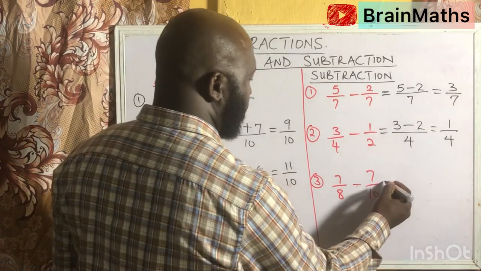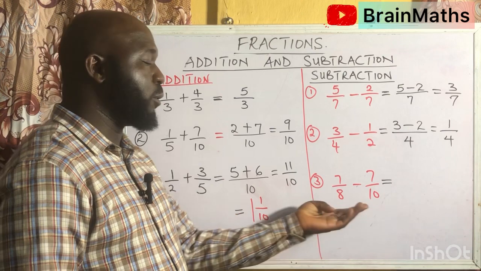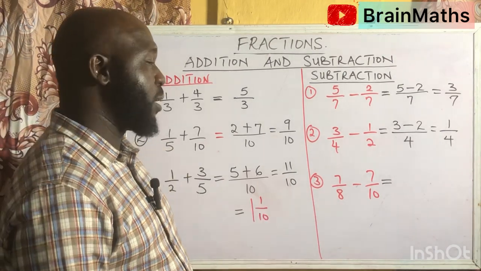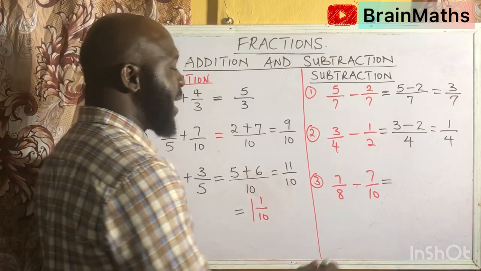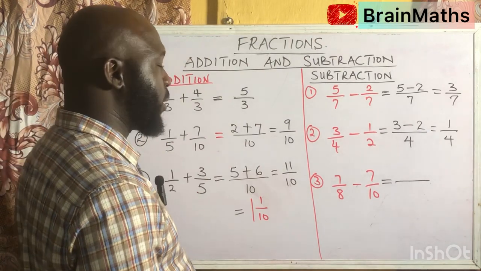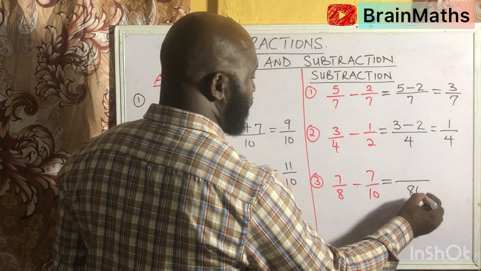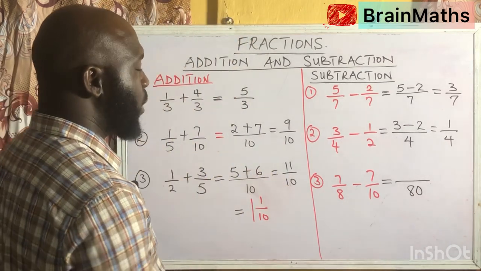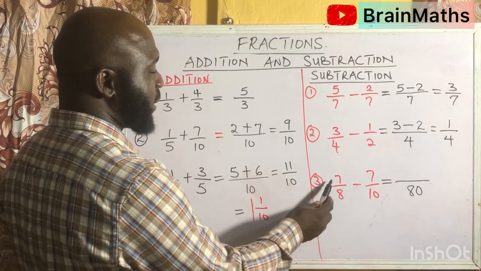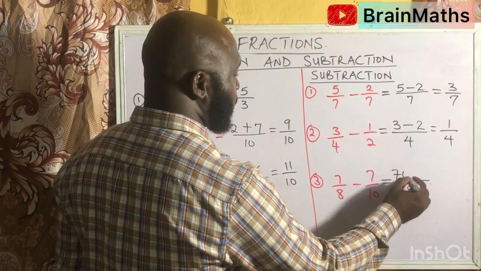The last question on this slide, we have denominators that are not multiples of one another. So in that case, we find the LCM by multiplying the two numbers by themselves. So 8 times 10 will give us 80 as our LCM. How many 8 can we get in 80? That is 10. 10 times 7 will give us 70.